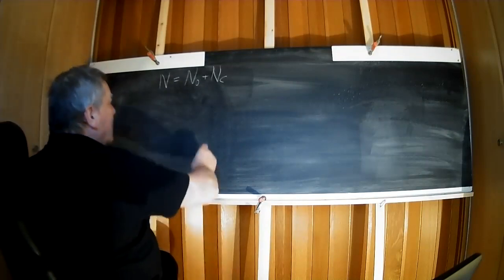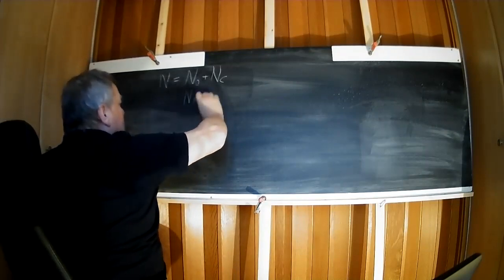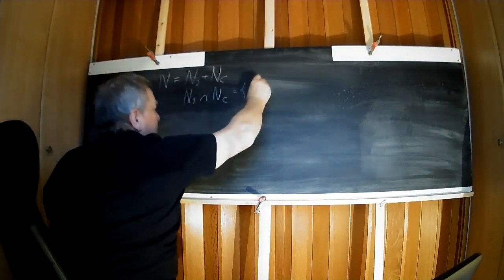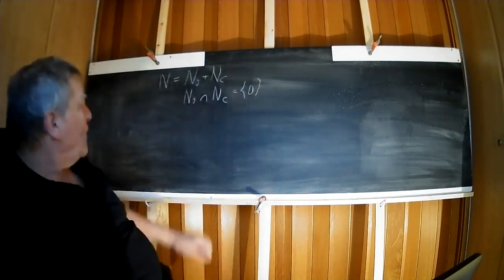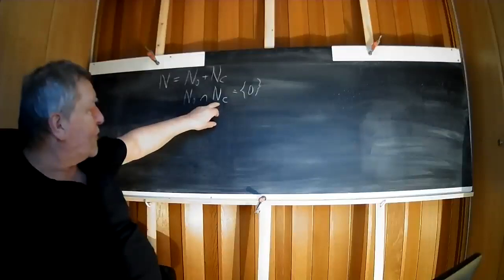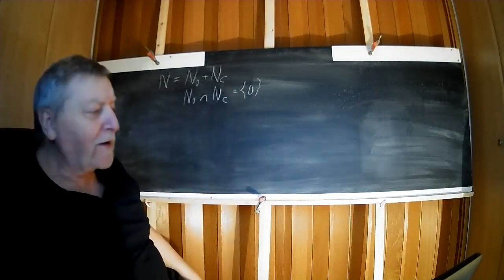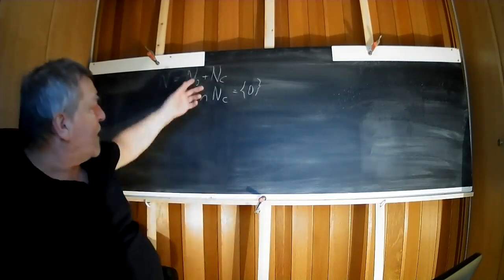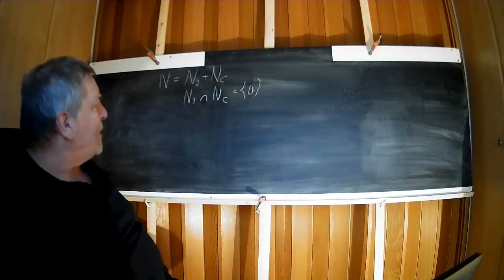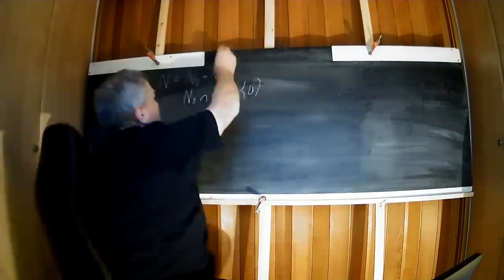And moreover, this intersection of N sub naught and N sub c easily turns out to be 0, because if some element fulfills n is in N sub naught, so n times 0 is equal to 0, and n is in N sub c, so n times 0 is equal to n, then n must be 0. And so we have almost a direct sum, but it's not completely a direct sum, and we'll find out more about this later on. Oh yeah, we are in section 2.